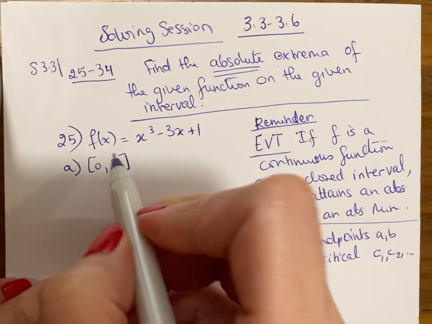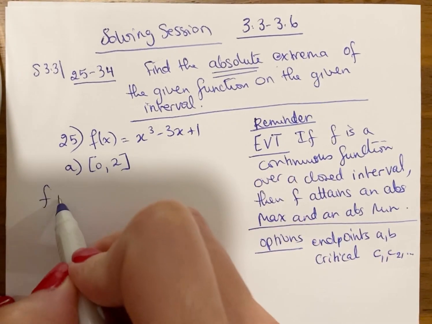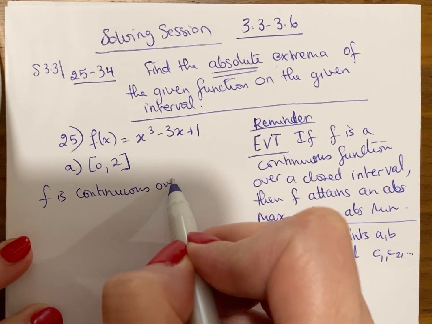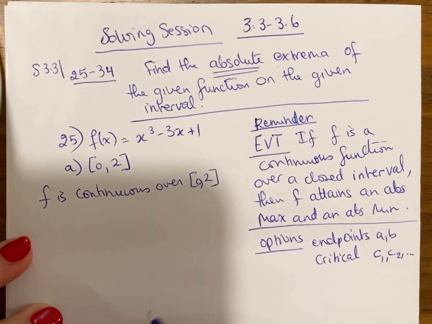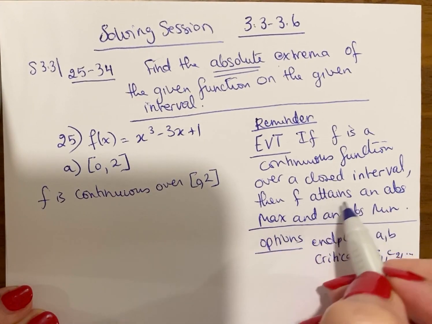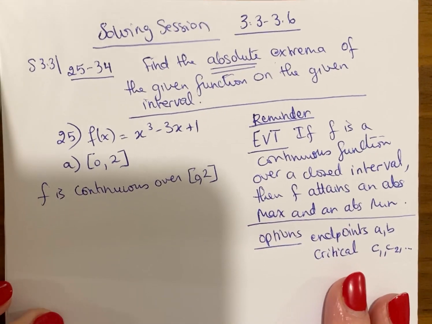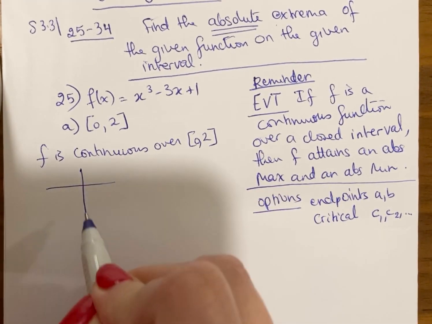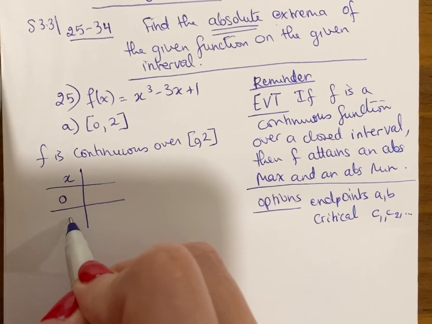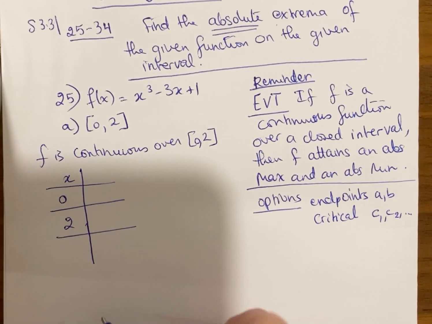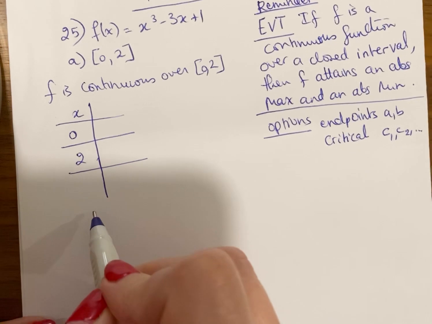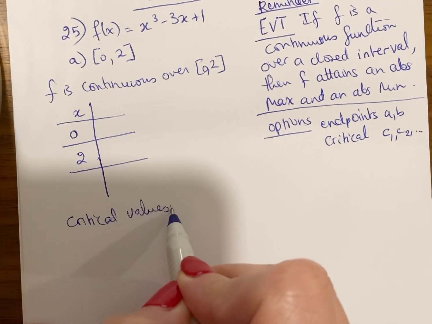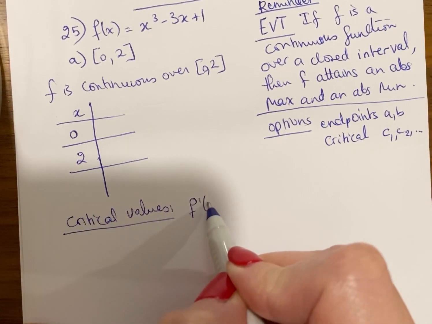So over here, f of x is continuous over the closed interval from 0 to 2, which means that it attains its absolute max and absolute min. How do we find that absolute max and absolute min? I look at the options. My options of x are first the endpoints, which are 0 and 2. Then I need to search for my critical points. To find the critical values or the critical points, what do I need to do? I need to find the derivative.